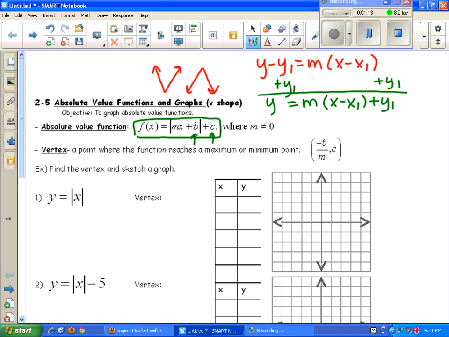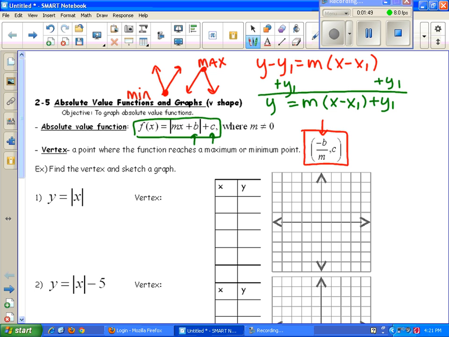So for absolute value equations and graphs, we have what we call a vertex on our graph. A vertex is a point where the function reaches a maximum or minimum point. If it's at the very bottom, we call it a minimum vertex. If it's at the very top, it's a maximum vertex. There is a specific way to find the vertex of your equation, by using this formula right here: negative b over m comma c. Negative b over m is your x value and c is your y value.